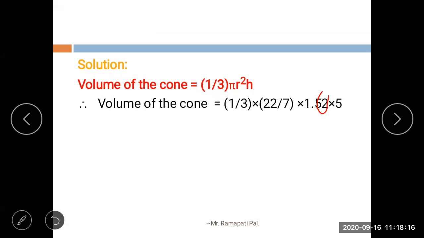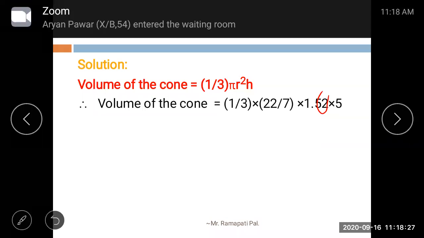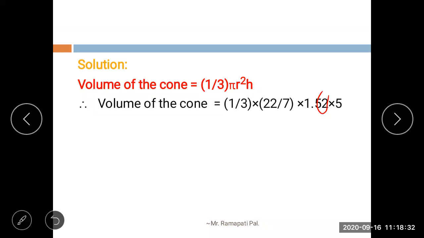Now multiply fast. Now it's your work to multiply, because from 3rd, 4th standard you are doing the multiplication, and up to 9th standard you have to do it. So here also you have to multiply and divide. 1.5 into 1.5, then you have to multiply by 5. If you are not dividing by 7 for the value of pi, you can take it as a decimal fraction, 3.14. You can take it this way also. It totally depends on you how you are going to divide it.